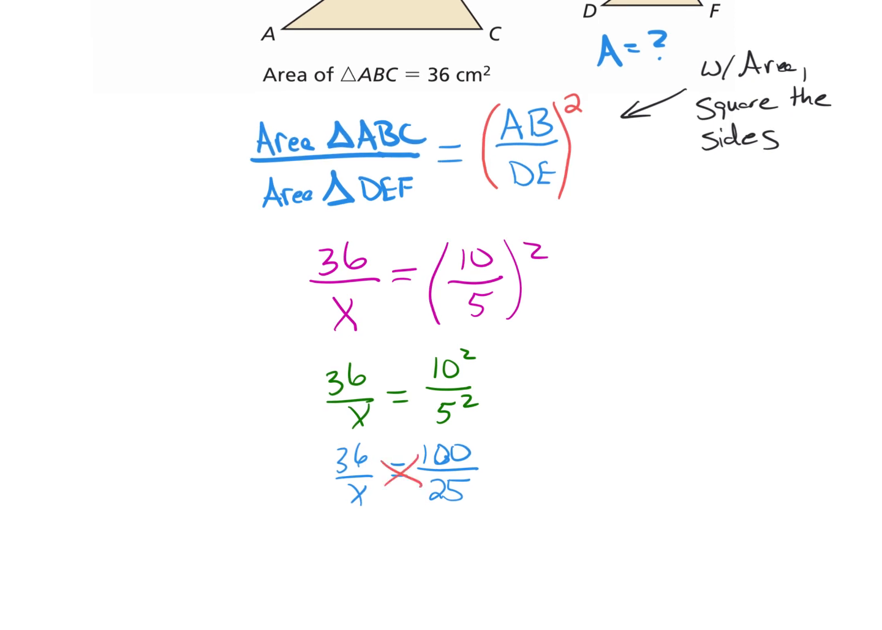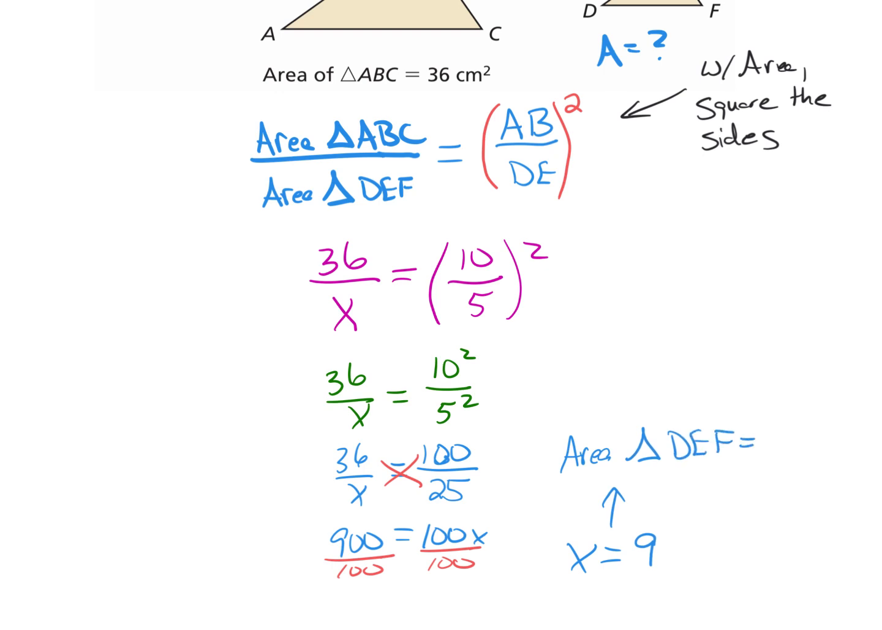Cross multiply. 36 times 25 is how much? 900. Equals 100x. What's the last step here? Divide. And x equals what? 9. So that's the area of triangle DEF equals 9.